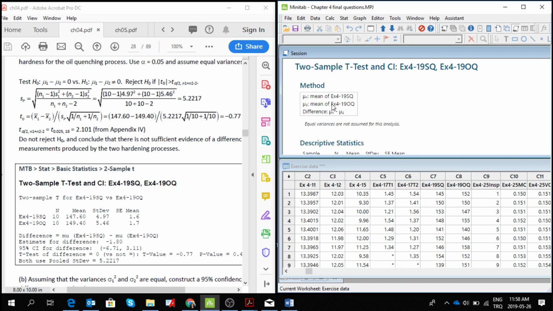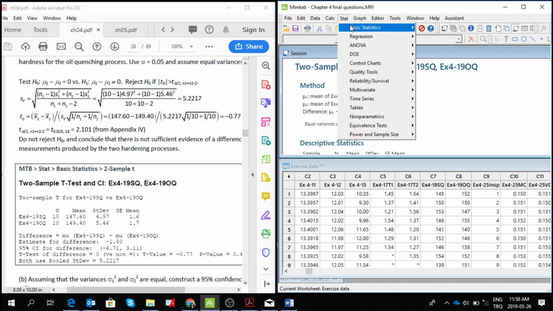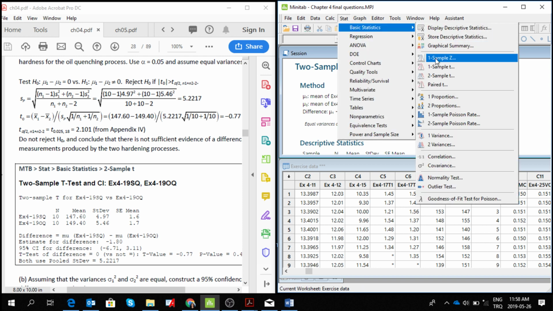Okay, so there's a summary in here. mu1 is the mean of the data set in C7, and mu2 is the mean of the data set in C8. We are interested in the difference, and we assume equal variances. I mean, we have to assume equal variances. By the way, so we have to redo that. Sorry about that. I'm trying to make it a little bit faster.